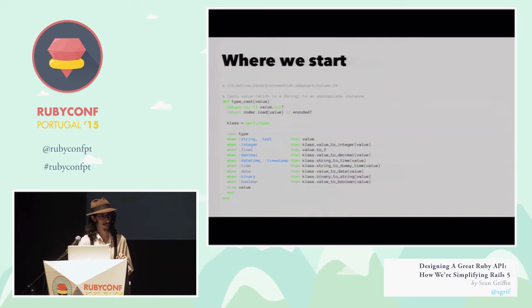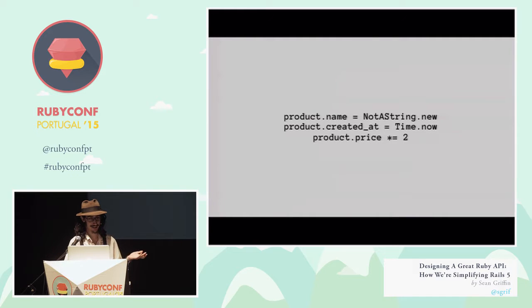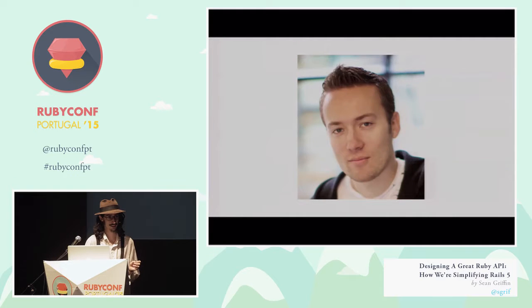There's also one piece here that stood out to me especially, which is the comment on this. I especially loved the basmati rice picture from yesterday, because this was definitely one of those for me. "Casts a value, which is a string, to an appropriate instance." And "which is a string" is kind of a lie, because this method gets called any time you pass any value to any setter anywhere in Active Record. And it's pretty straightforward to think about ways in which you might assign not a string. I don't like to bash on other people's code too much, but it's okay. I get blamed, it was this guy.